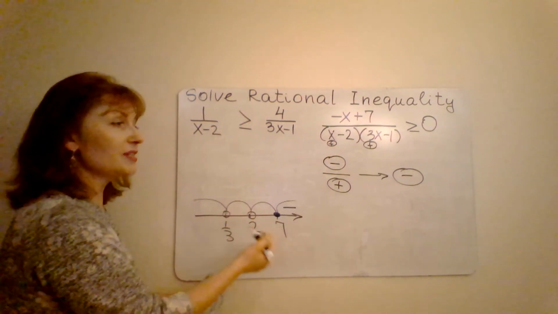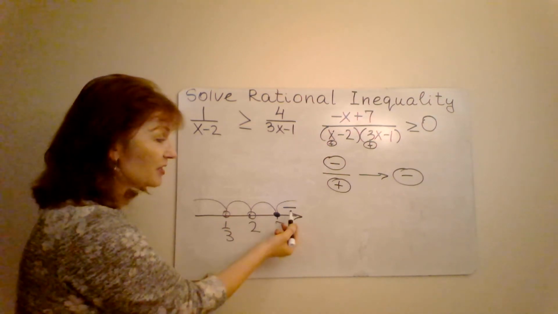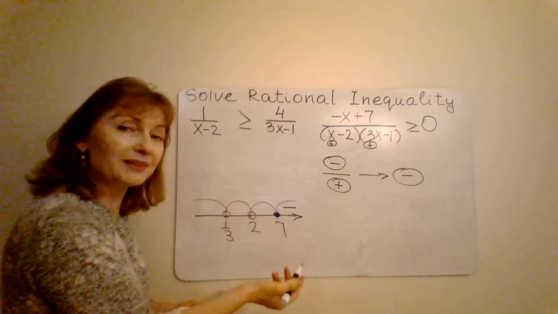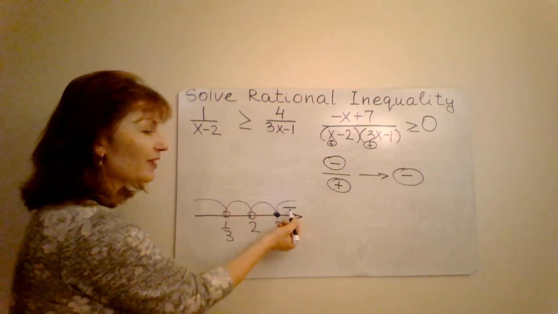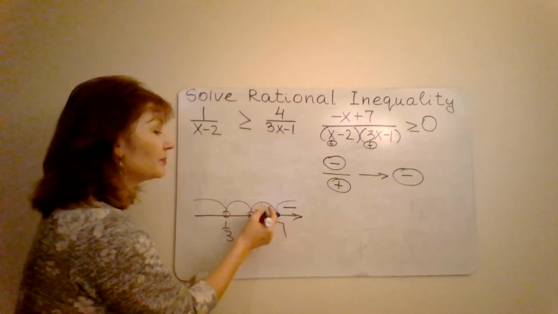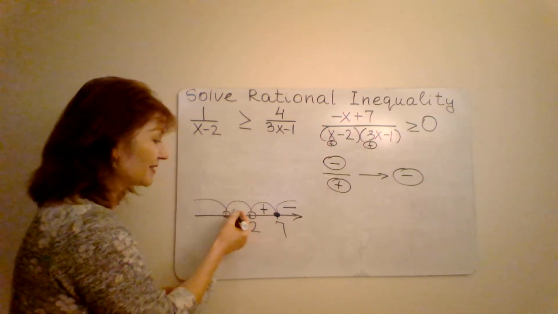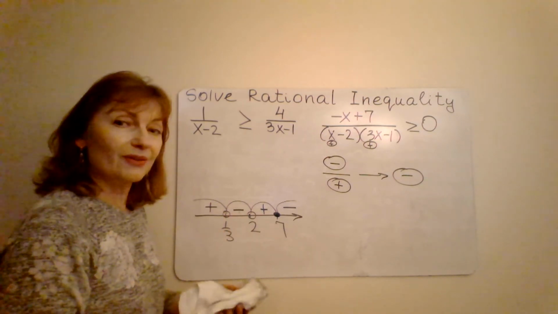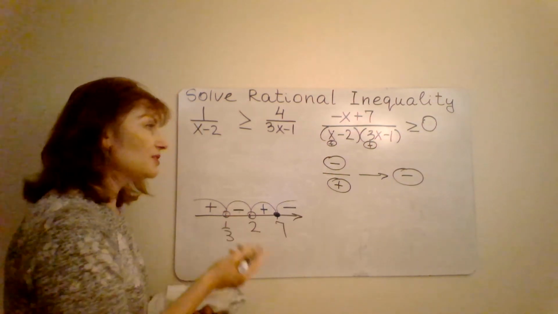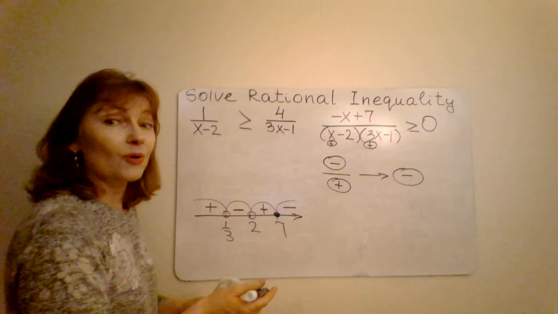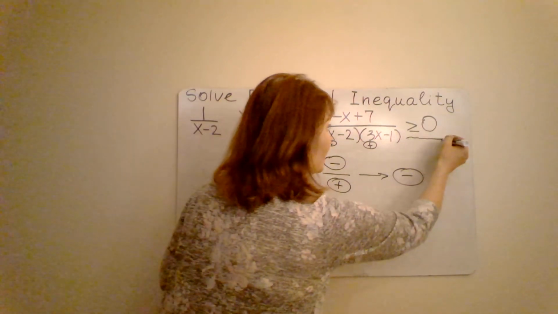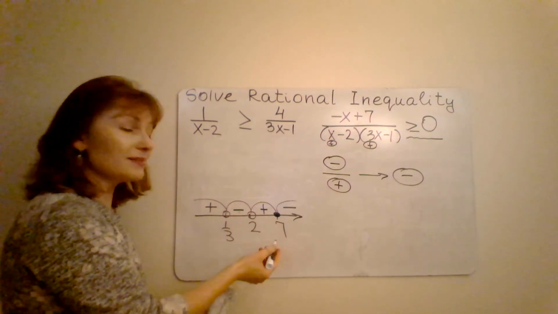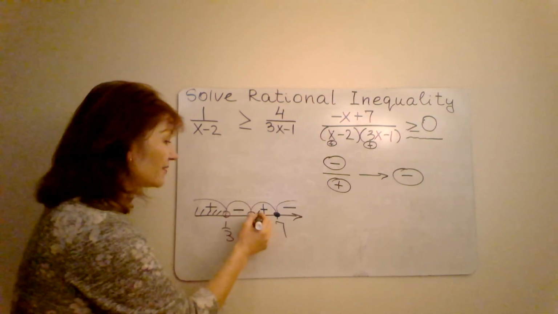Now, since we have no zeros of even multiplicity, we just change sign every time we go from one interval to another. So if this is minus, this would be plus. Minus, plus. Now, which intervals do we choose, with plus or with minus? It depends on this inequality sign. And this is greater than 0, meaning positive. Then we choose intervals with plus, this one and that one.